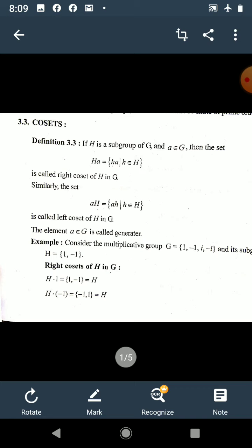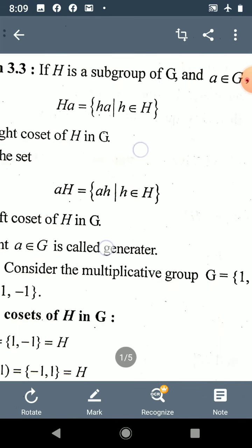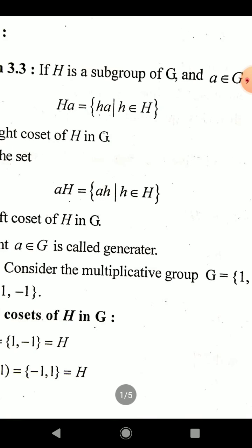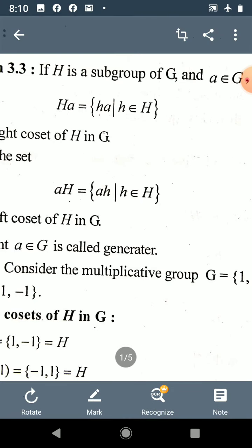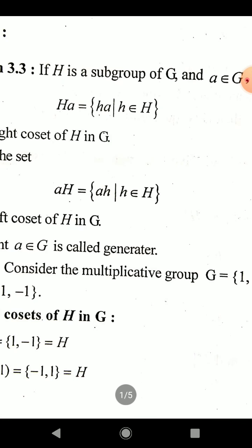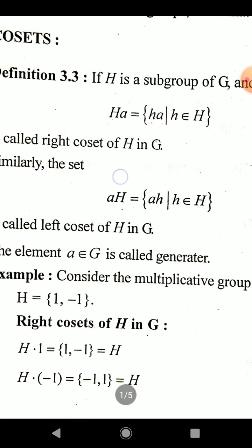Now we shall see what a coset is. To define a coset, we shall consider a group Z and its subgroup H, and a is any element of Z. Then the set formed by Ha, where H is a subgroup of Z and a is an element of Z, the set Ha is the set of all elements small h into a, where h belongs to the subgroup capital H. Here we multiply by an element of the group Z on the right side of the elements of H, so it is called a right coset of H in Z.